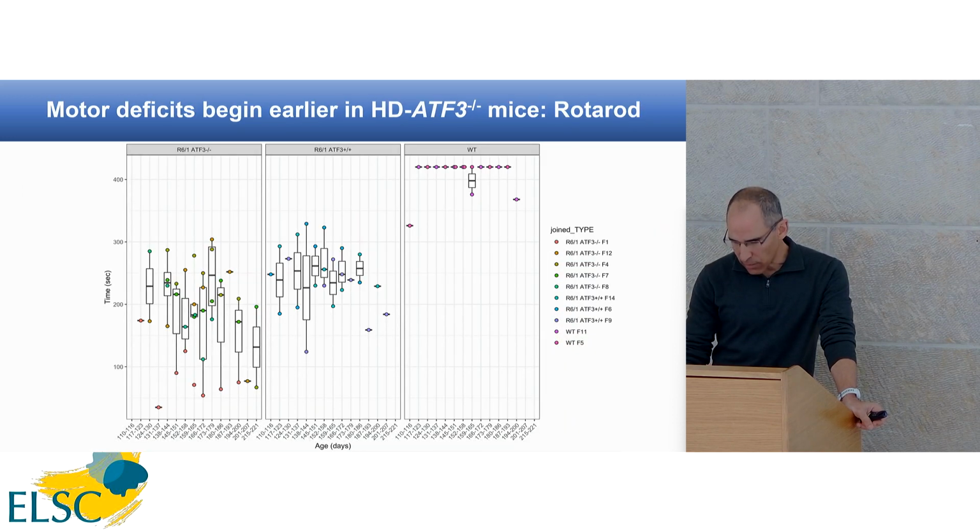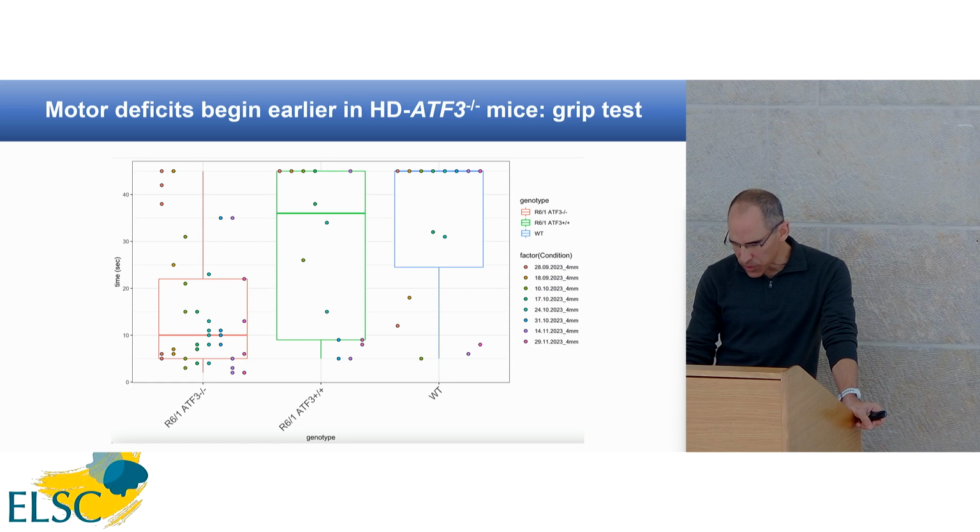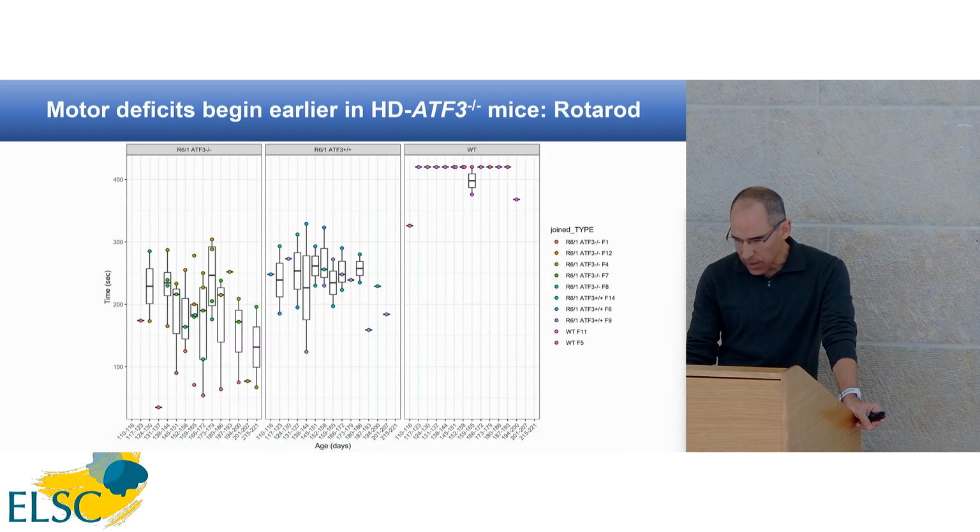So if you look at this, this is many trials that we did. This is the grip test, ATF3. They grip less. These are the wild type, and this is the ATF3 plus plus, and this is a rotarod.